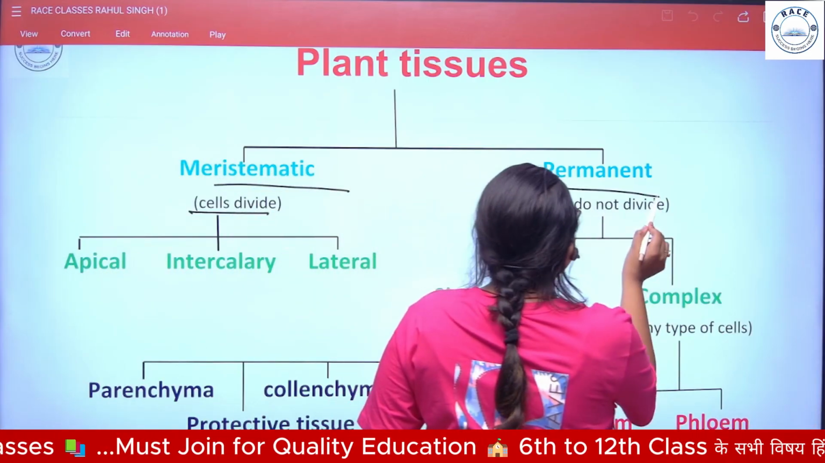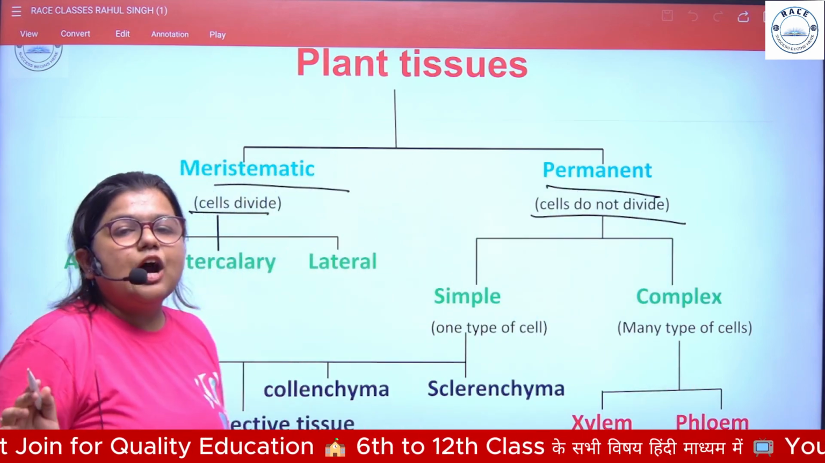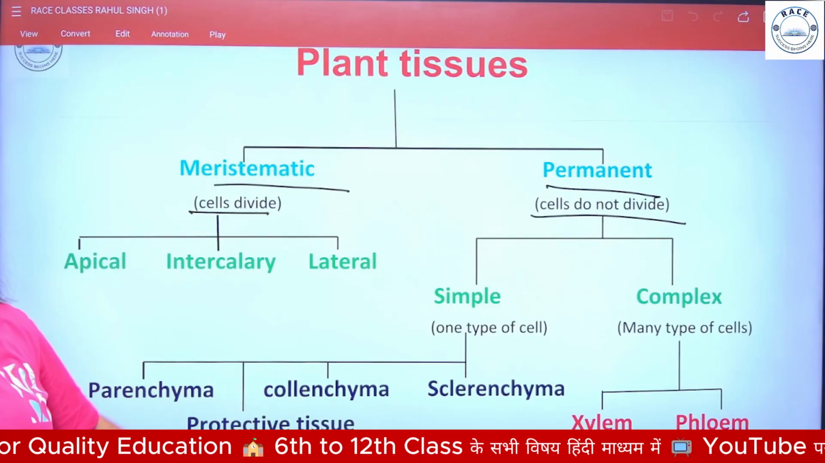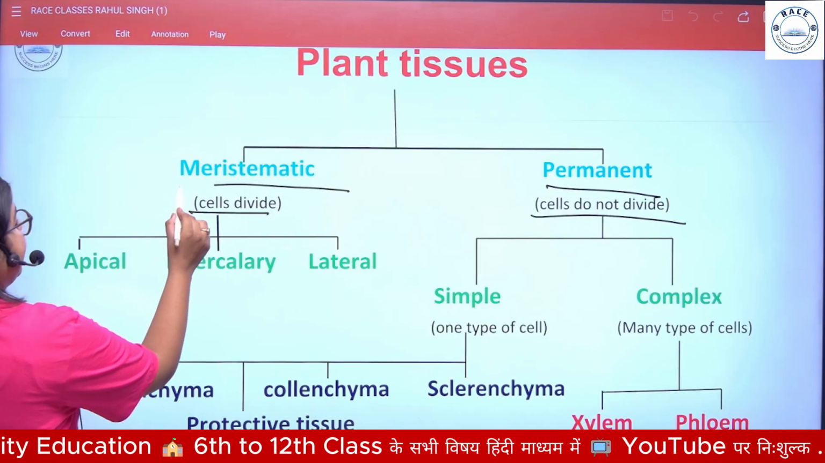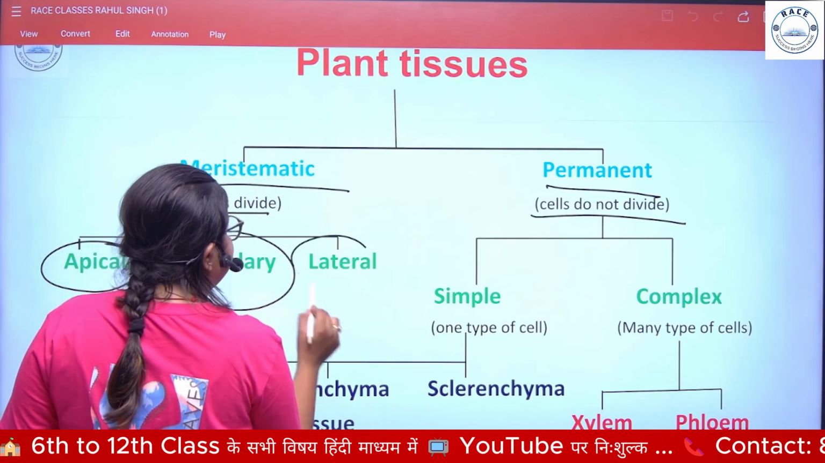When we talk about permanent tissues, these are the cells that do not divide. Now when we look into the further classifications, the meristematic tissue is divided into apical, intercalary, and lateral.